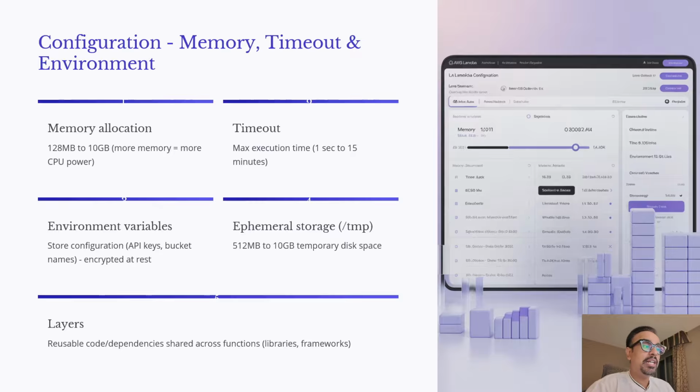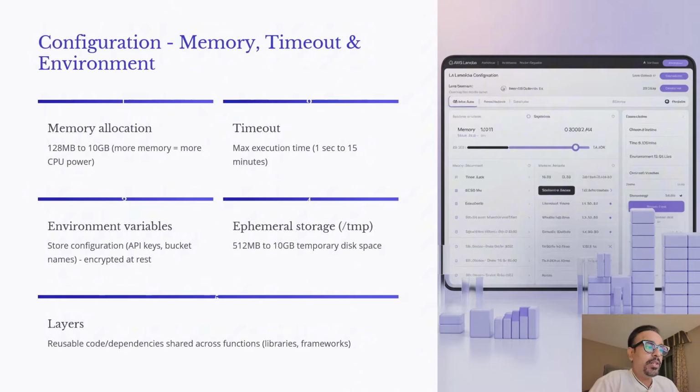Next is the timeout. This sets the maximum execution time for your function. Suppose right now I'm clicking on run. My code is running and it is taking 2 minutes, 5 minutes, 10 minutes, 15 minutes. So this is the execution time. The max execution time that a Lambda can run is only 15 minutes. If your code is running more than 15 minutes, it is going to time out.